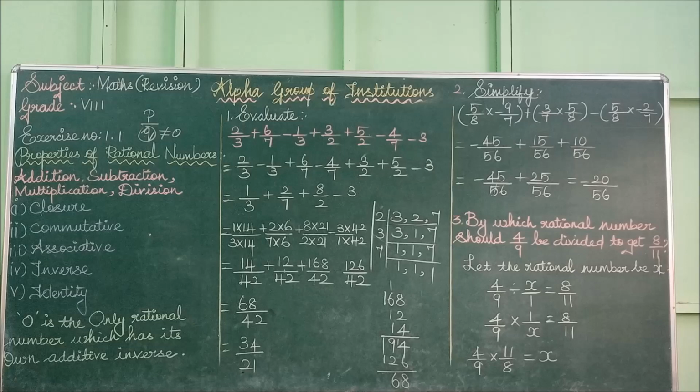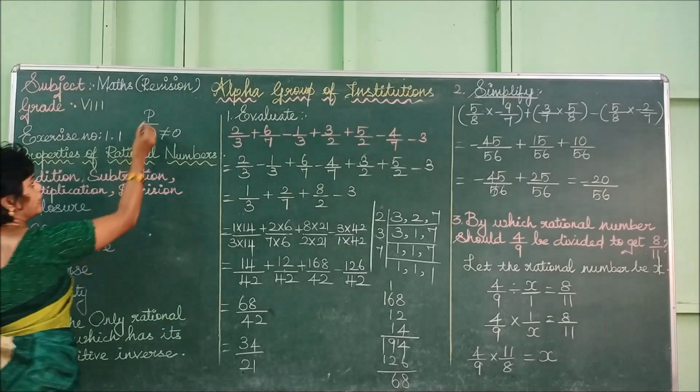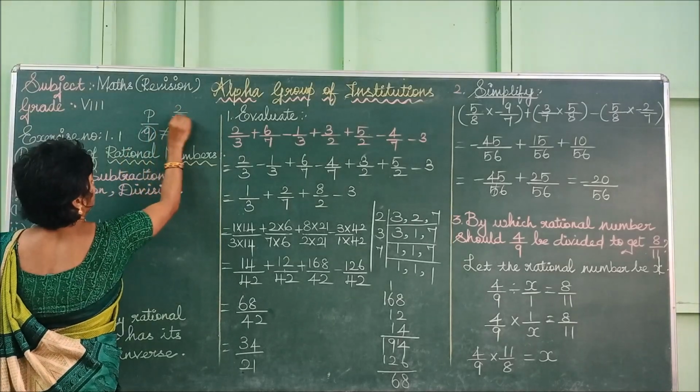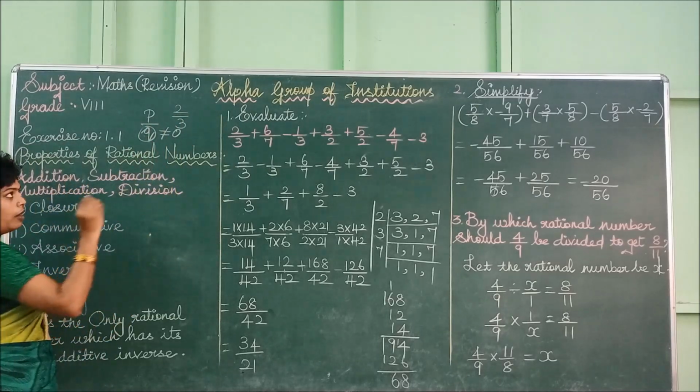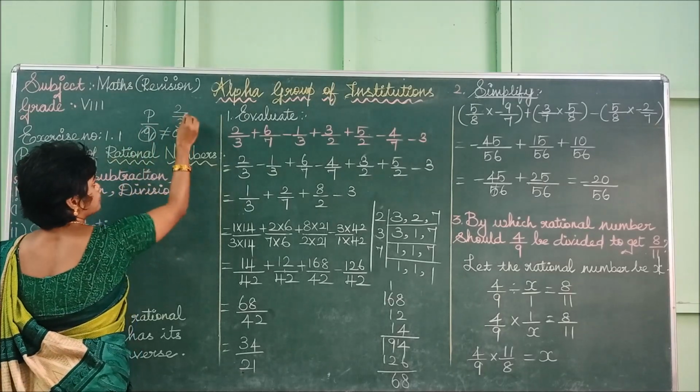So listen, next: a rational number equivalent to a given rational number can be obtained by what? Multiplying the numerator and denominator by the same non-zero integer. You should not multiply with 0. How to multiply? Except that 0. So for example, I am taking one rational number, 2 by 3. You should not multiply this number by 0. You can multiply by any other number that is a non-zero number.